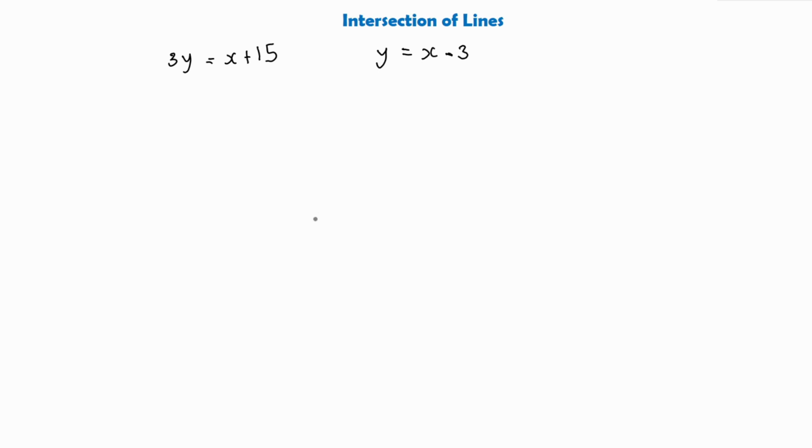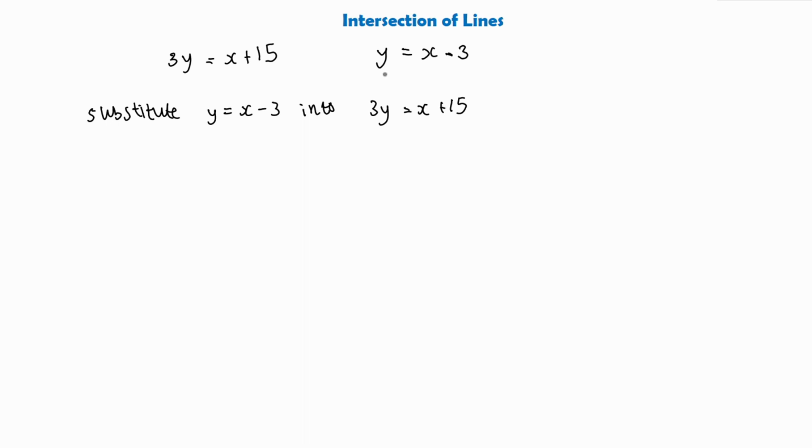Now our final method of working out the point of intersection, so this is another way of doing it, is we can do a bit of substitution. So we know that y is equal to x minus 3, and we know that 3y is equal to x plus 15. So in this third case, we're going to substitute y equals x minus 3 into the equation 3y equals x plus 15.